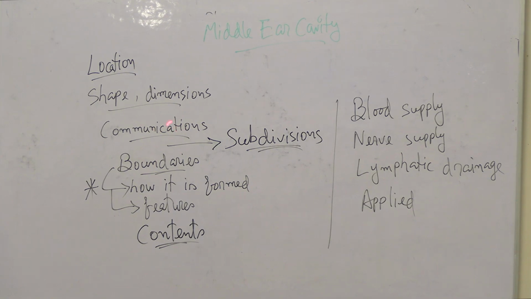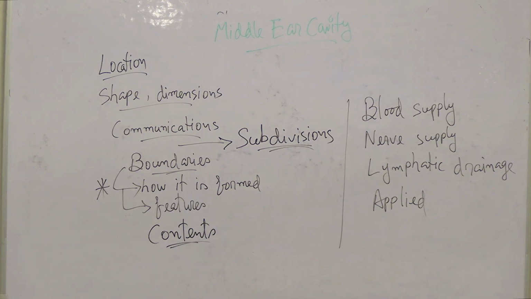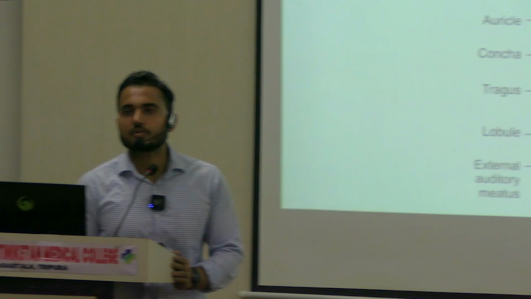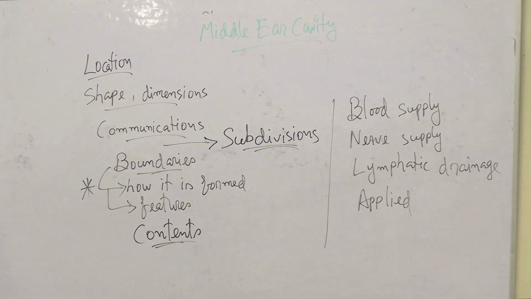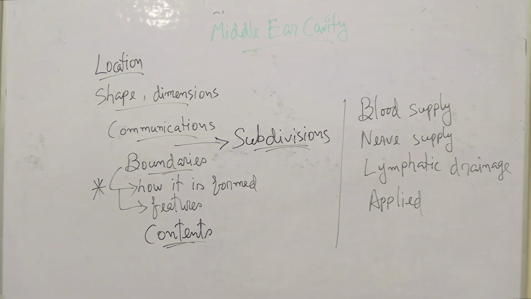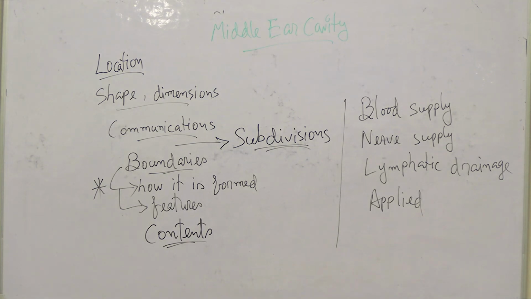Next, communication. So here you can see it is communicating, it is communicating. Various communications are there. So you have to know the communications of the middle ear cavity, means it is communicating with what? Mainly two important communications are there. Next is the subdivision. So the middle ear cavity is divided into three different parts. That comes under the subdivision of the middle ear cavity.